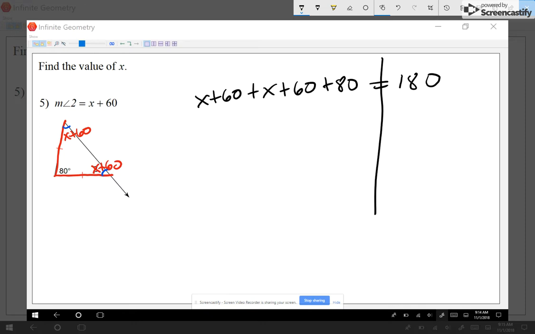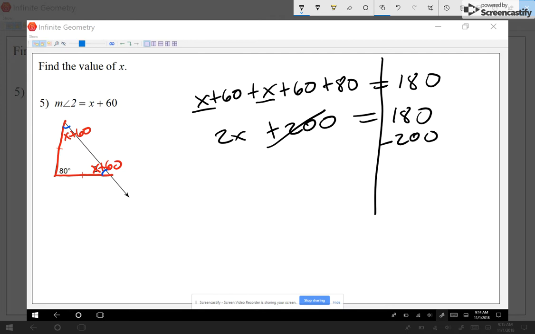Separate them through the equal sign. The left side, I can combine my x's. 1x plus 1x, that gives me 2x. 60 plus 60 plus 80, that gives me 200. And I have it that this is equal to 180. Let me subtract 200 on each side. So 2x is equal to negative 20. Divide both sides by 2. I'm going to say that x is equal to negative 10, right? My question was find the value of x, and that's it. X is equal to negative 10.